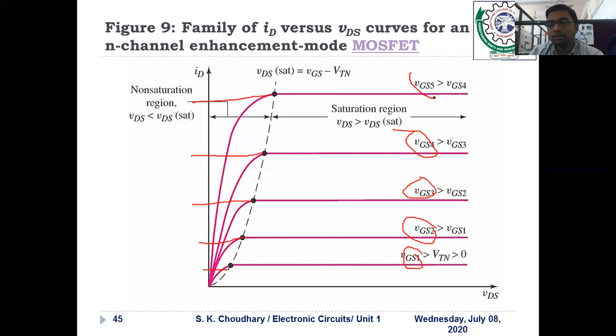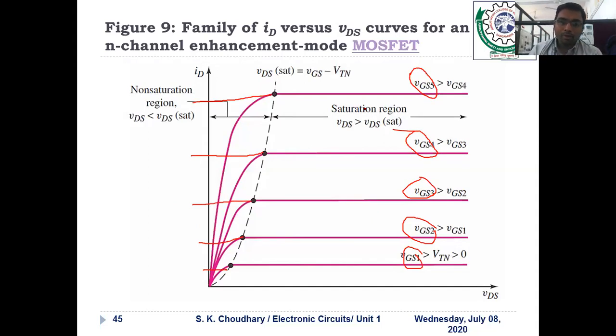Okay. So what does this mean? This means that your drain current solely depends upon the value of the gate to source voltage. As the gate to source voltage increases, your drain current increases. Okay, that is clear from this family of curves.